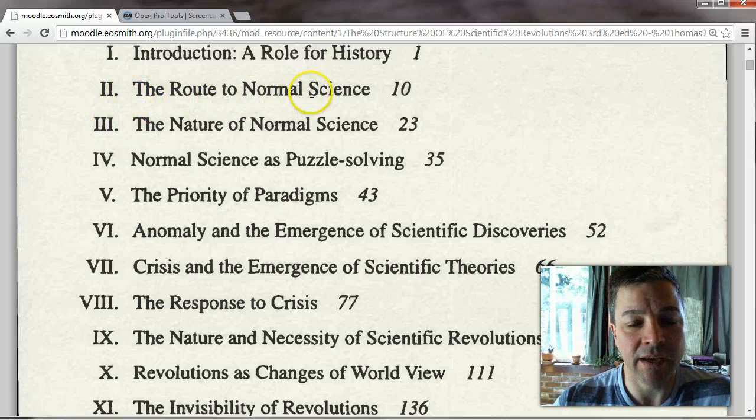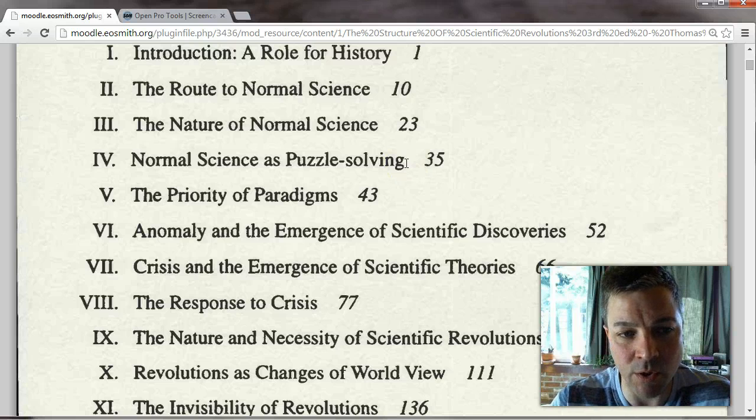The route to normal science. Okay, so I'm starting to pick up some vocabulary terms here. Normal science is one that we're going to want to talk about a little bit. Normal science as puzzle solving. Well, puzzle solving is something I understand, and this seems to be equating the two things. In fact, as I'm looking at that, I'm thinking, hey, I can relate to that. Science is kind of like solving puzzles, and that's what scientists do. They look at problems as puzzles, and they try to figure out how the pieces all fit together.